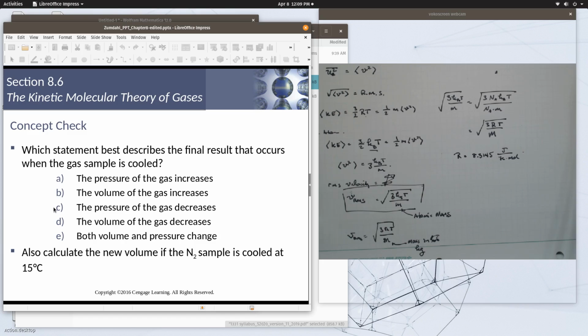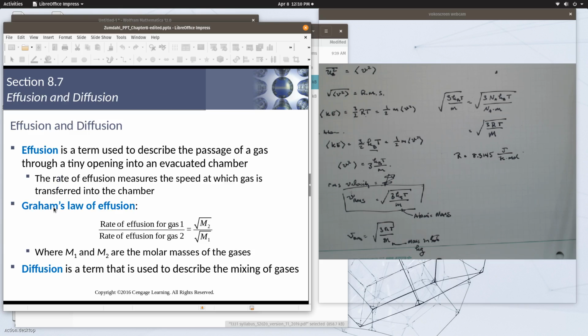Again, which statement best describes the final result when the gas is cooled? So as a gas is cooled, does the pressure of the gas increase? No, it decreases. The pressure decreases, the volume decreases. And so both pressure and volume change because PV is equal to nRT, right? So always look at PV equals nRT and ask yourself, what does that mean in terms of all of these different kinds of changes?